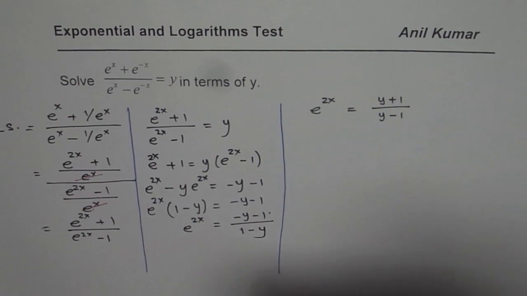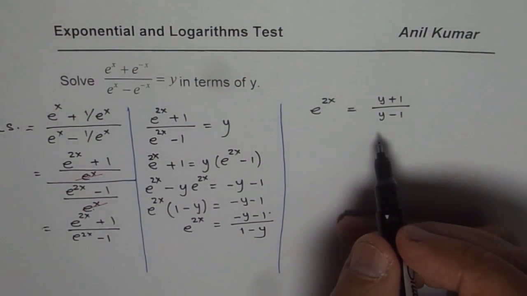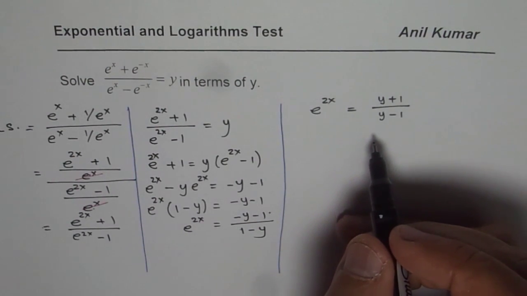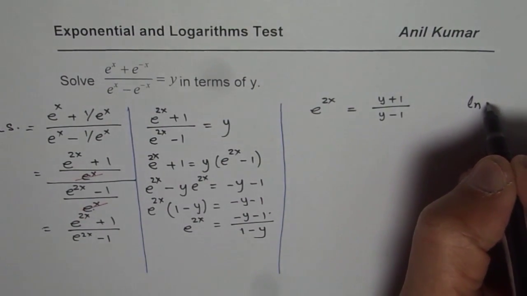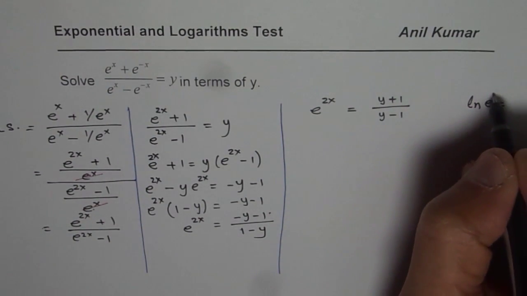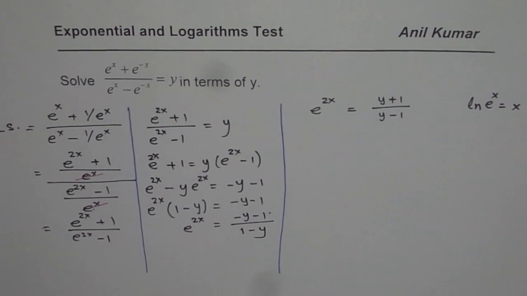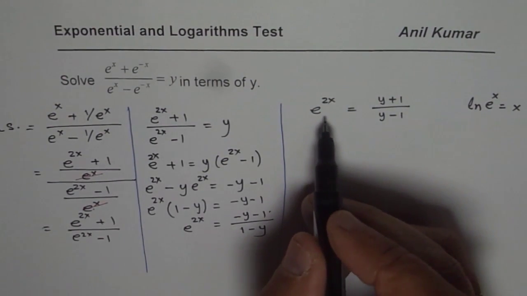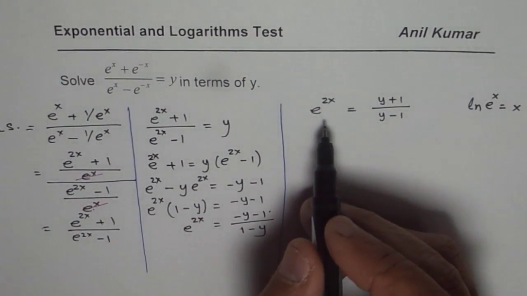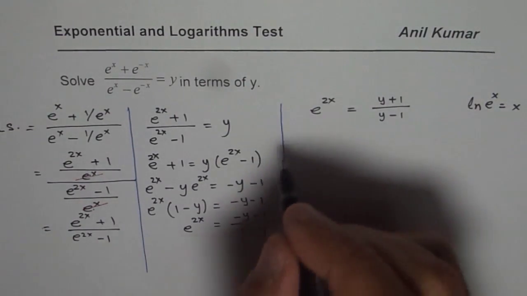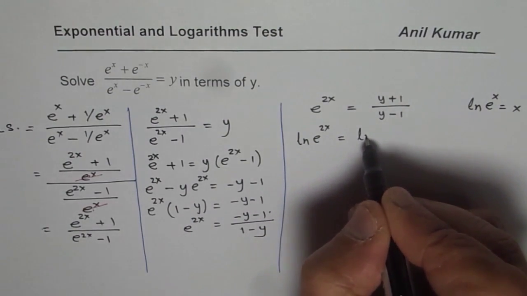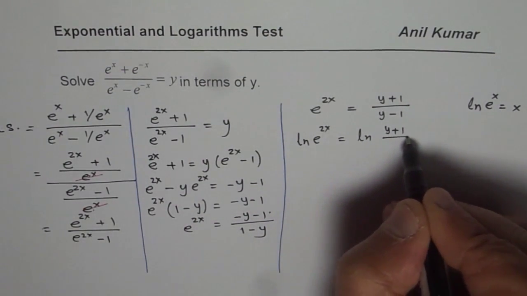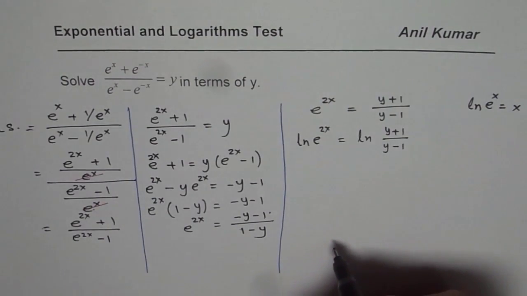Okay. Now in this case, what should we do further? Now we have to take log. So log, we should take ln. Now you know ln e to the power of x is equal to x, right? So that is why we will take ln. If I take log to the base e, ln is log to the base e, then we get ln e to the power of 2x equals ln of y plus 1 over y minus 1, correct?